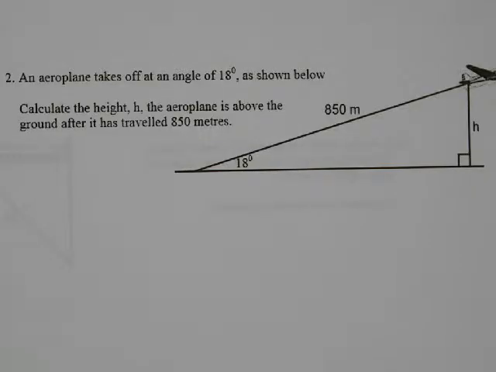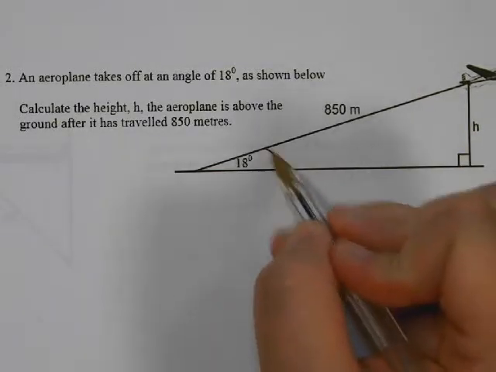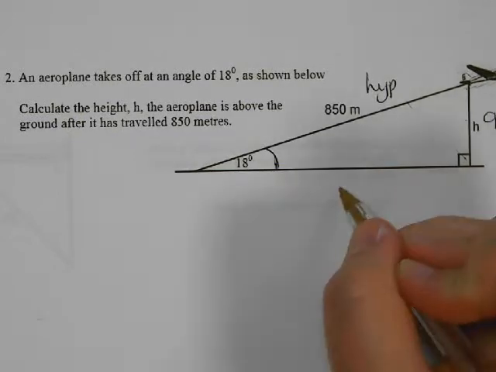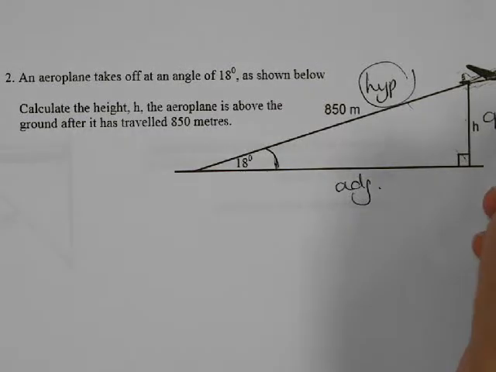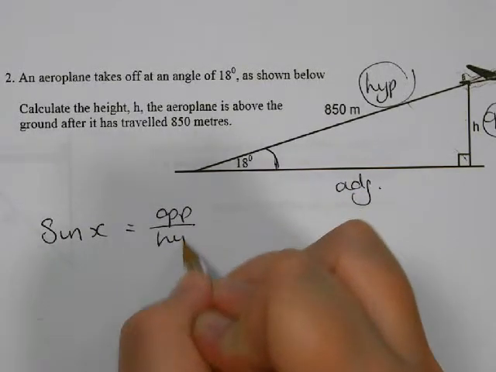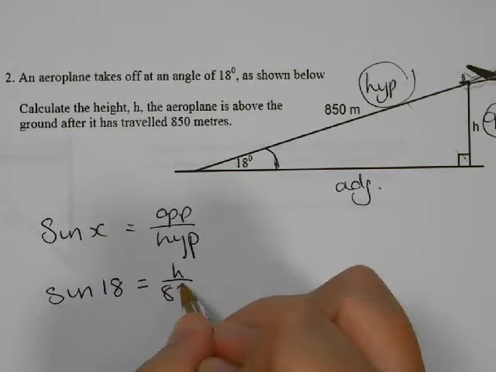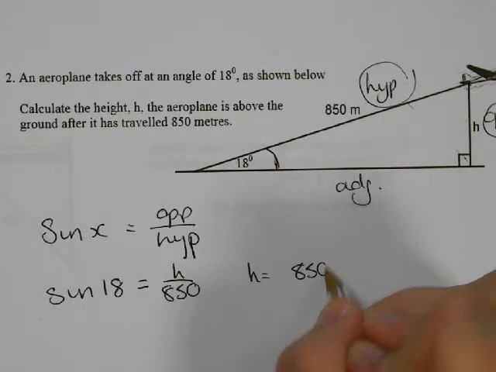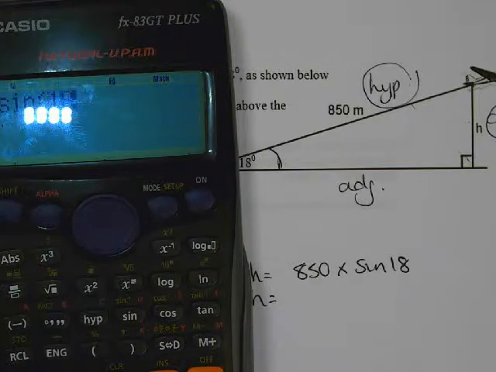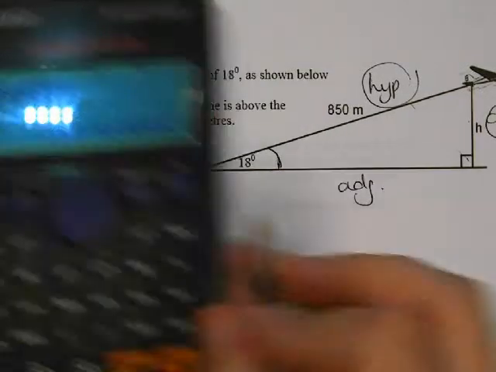In this next one, we've got an aeroplane that's taken off, and again we have to work out the height that the airplane's at. If we label the sides, here's our angle down here, here's our right angle, so that's the hypotenuse. This side over here is the opposite, and this side will be the adjacent. We know the hypotenuse, we want to know the opposite, so again this one's another sine. So sine x equals opposite over hypotenuse, so sine 18 equals h over 850, so h will be 850 times by sine 18. So let's work out what that is. Sine 18 times 850 would be 262.7 to one decimal place, and that'll be in meters.